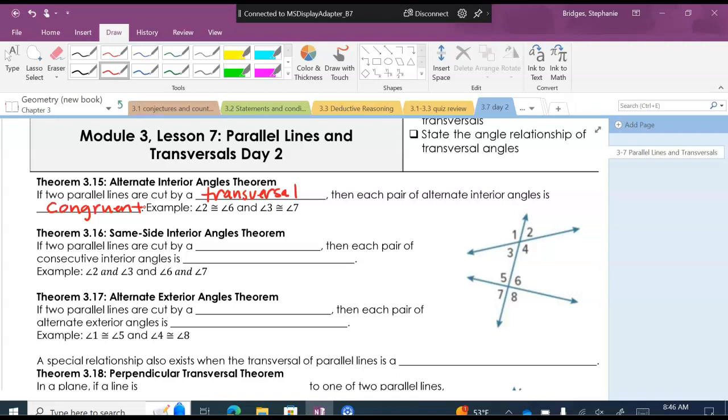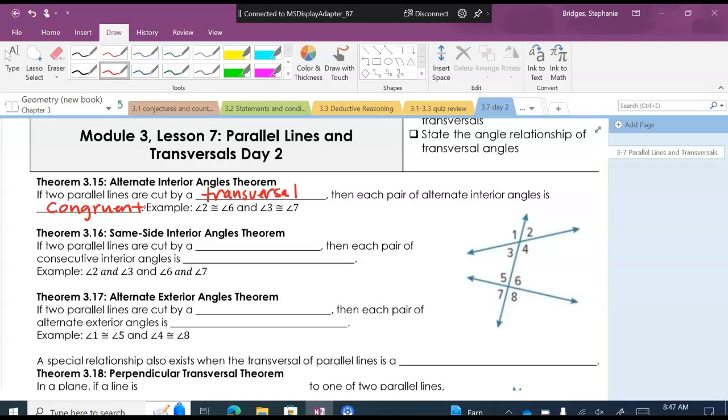So if we're looking not at the picture on your notes, but at the picture up here on the board, give me a pair of alternate interior angles. Which one? Not 3 and 5. Those are same side. 3 and 6. Yeah, alternate interior angles. So in this picture, angle 3 and angle 6 would be congruent because my lines are parallel. What is the other pair of alternate interior angles? 4 and 5. Those would also be congruent because my lines are parallel.